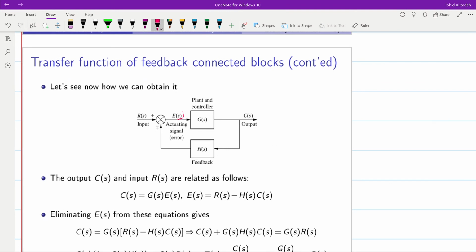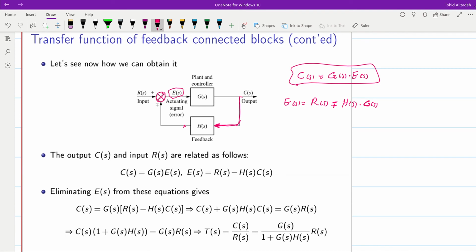So if we call the signal here at the input of G of S, the block, as the error or E of S, error signal, we can see that now C of S is equal to G times E. But on the other hand, E itself is equal to R. As you can see here, E is the output from the summing point, so E is equal to R minus or plus the output of the block with H of S as the transfer function, which will be equal to H of S times C of S, because C is the input to the block on the feedback pass.